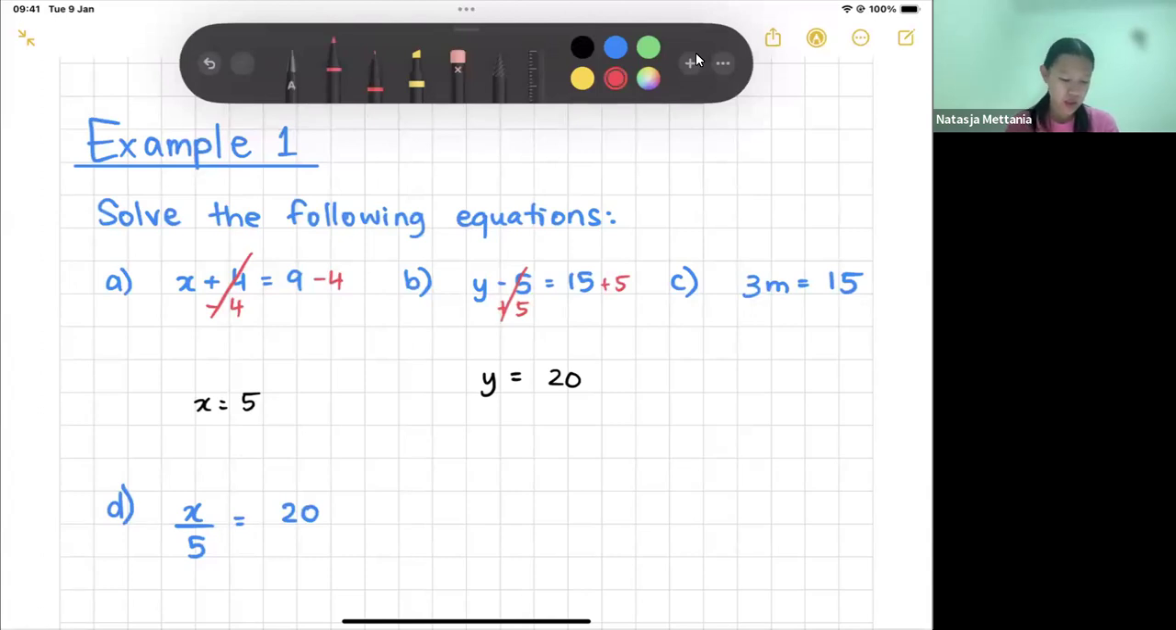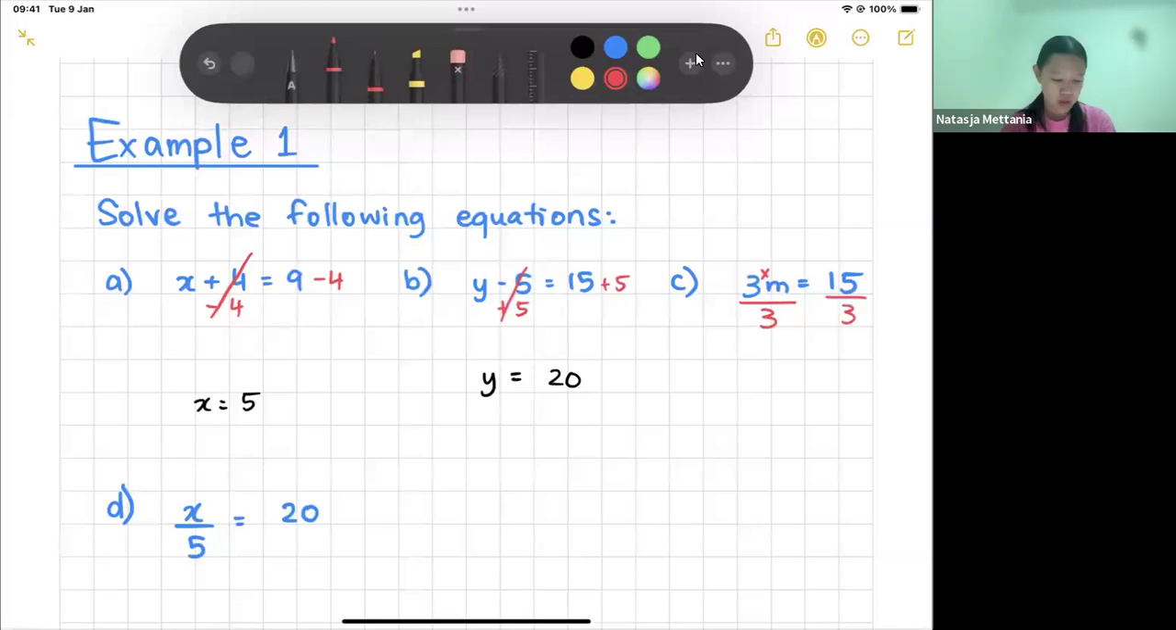Okay, next one right here, 3m equals 15. Between 3m, between 3 and m, there's an invisible multiplication sign. We learned this in algebra. So if I want m to be by itself, I need to do the opposite of 3 times. The opposite of 3 times is divided by 3.